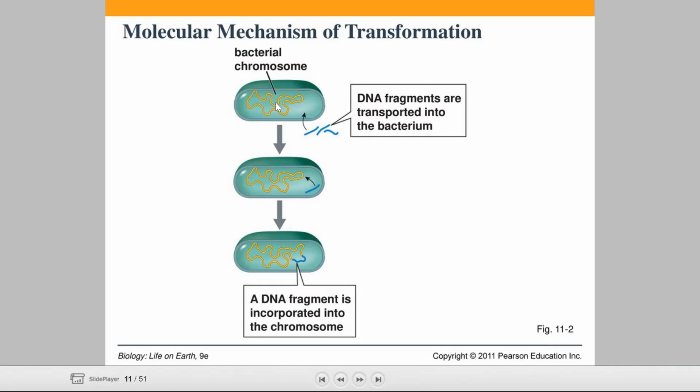And then after the DNA fragments are inside the cytoplasm of the cell, the DNA fragment can be incorporated into the chromosome. Usually it does not occur randomly, but at specific sites where this recombination can occur, but that's for a higher level discussion. For now, what you need to know is just the general picture of how transformation in bacteria can occur.